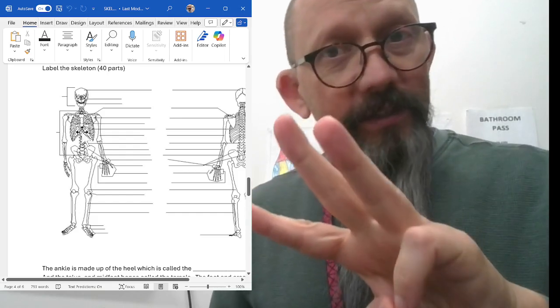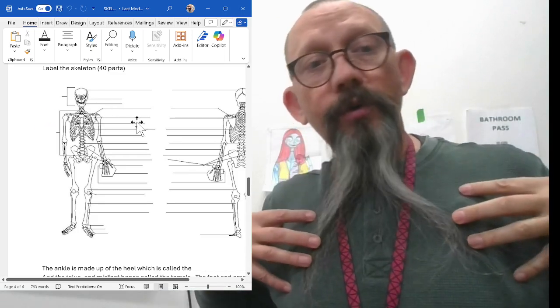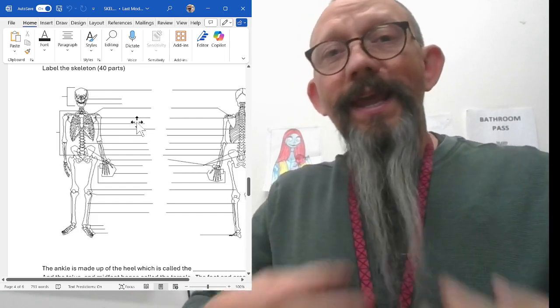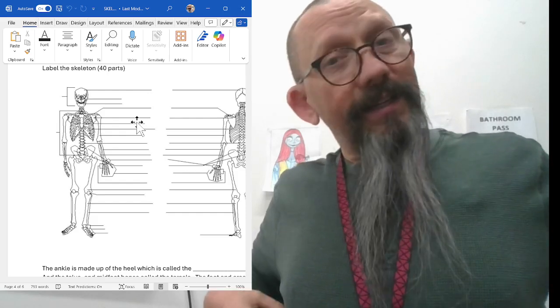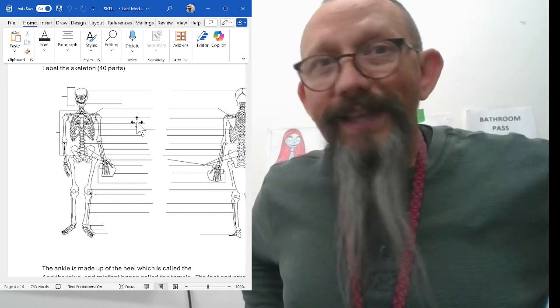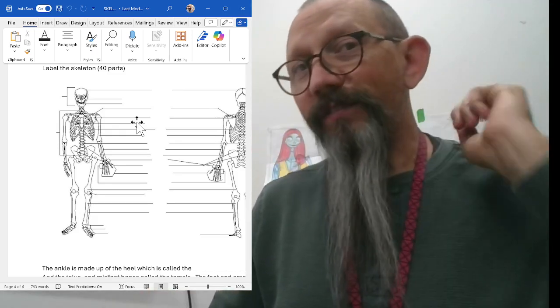You have 3 different kinds of ribs. There's 24 total ribs, 12 pairs. The first 5 are called true ribs because they're attached directly to the sternum, and the next, 6 through 10, are attached to the cartilage at the bottom, and those are called false ribs. And then the last 2 in the back, right over the kidneys, are called the floating ribs.